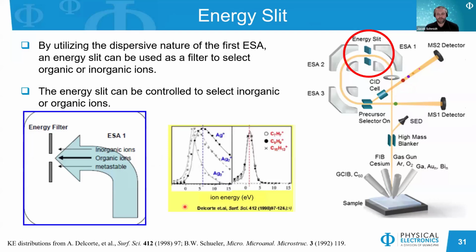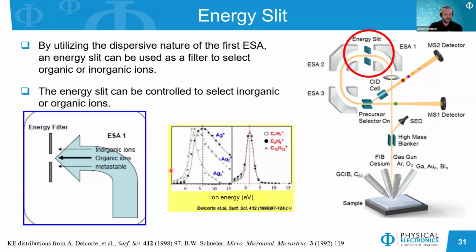The next component in the flight path is the energy slit. By utilizing the dispersive nature of the first ESA, an energy slit can be used as a filter to isolate either organic or inorganic ions. And we can do this because the inorganic ions tend to have a much larger energy spread than organic ions.